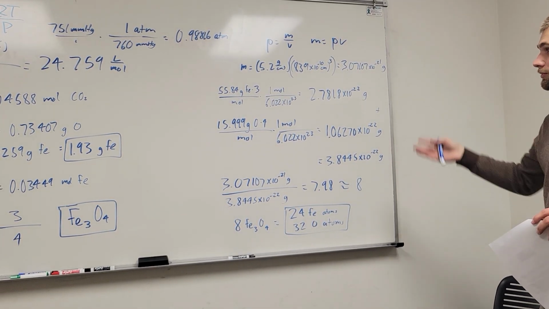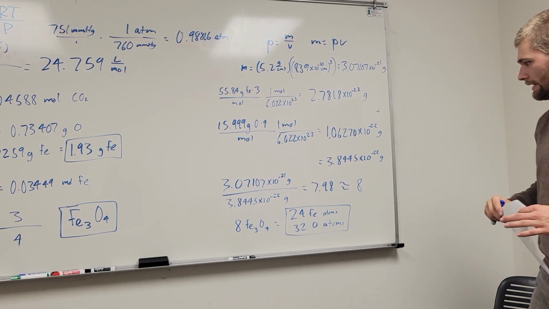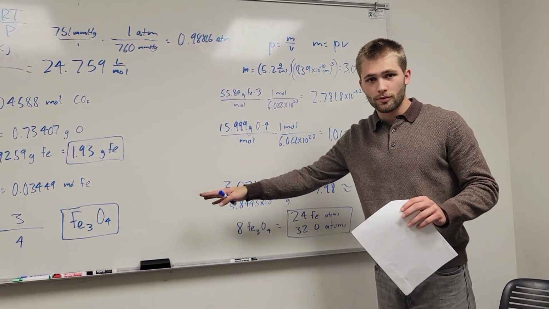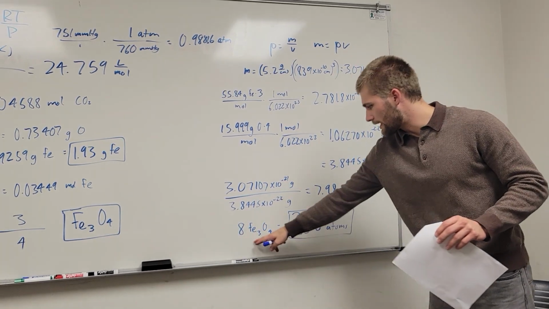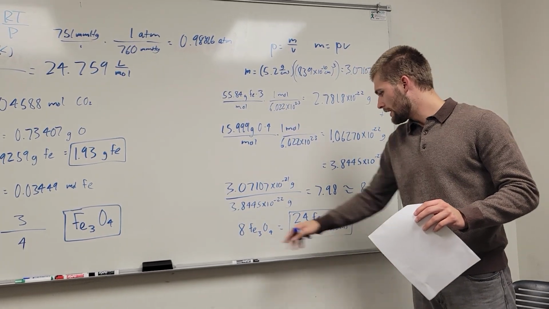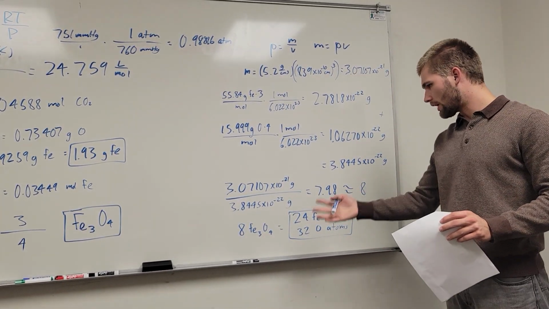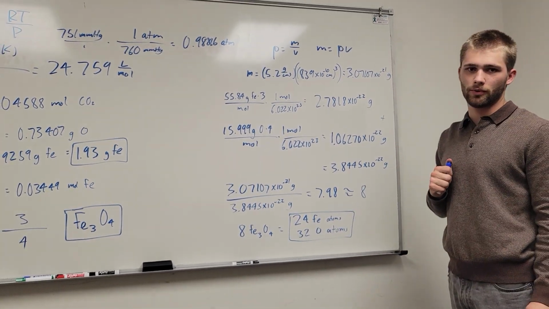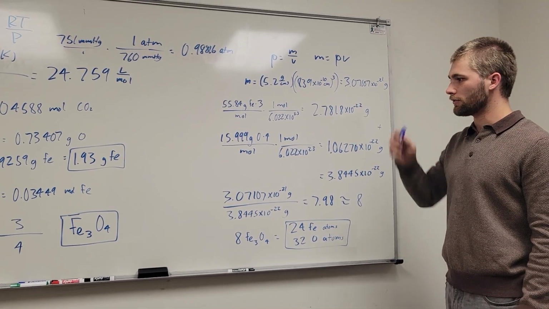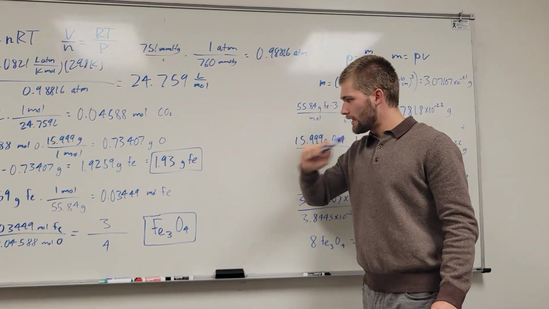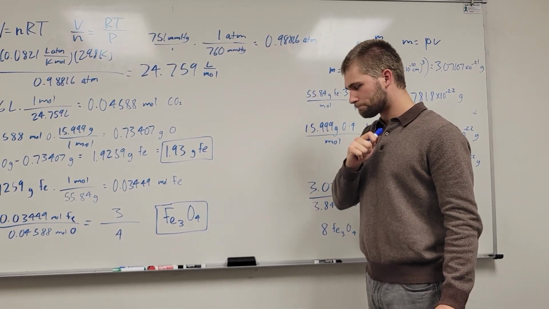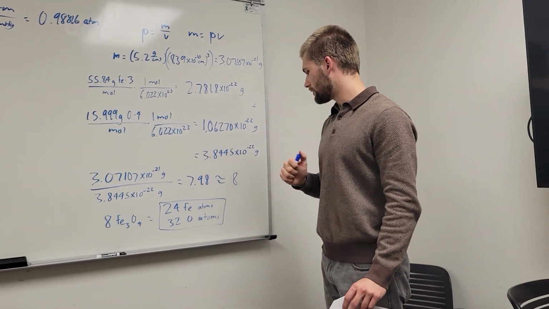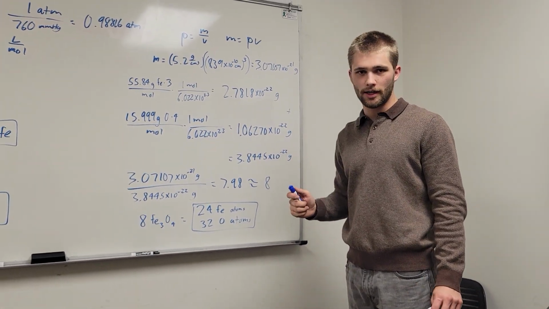So we can assume, due to calculation rounding errors, that this is 8. If we have 8 of those within the unit cell, we just multiply across the empirical formula, giving us 8 times 3, 24 iron atoms in the unit cell, and 8 times 4, 32 oxygen atoms in the unit cell. So for question A, 1.93 grams of iron. Question B, Fe3O4. And for question C, 24 iron atoms and 32 oxygen atoms in the unit cell.